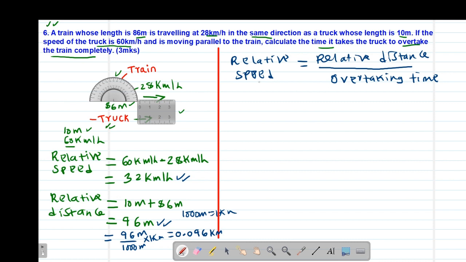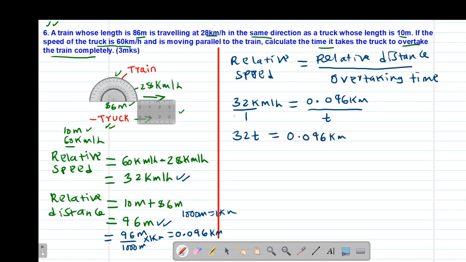Therefore, our relative speed, if I substitute the values that I have, I'll be having 32 kilometers per hour being equal to the relative distance in kilometers, which is 0.096 kilometers. Then I divide with overtaking time, which I want to represent with t. If I cross multiply, I'm going to have 32 t being equal to 1 multiplied by 0.096. I'll simply get 0.096. Of course, this is kilometers. Then 32 is in kilometers per hour.